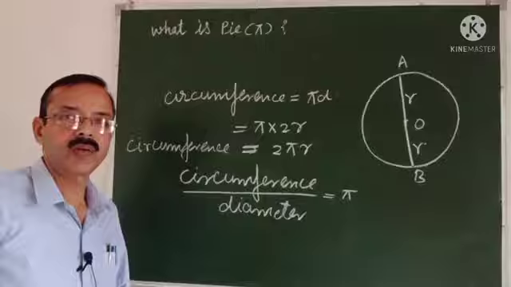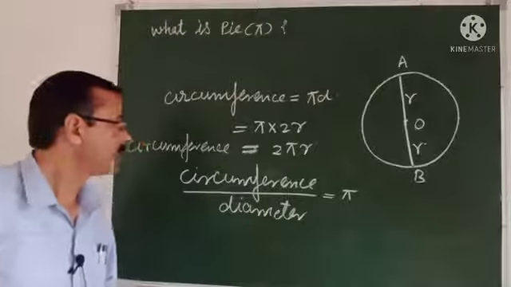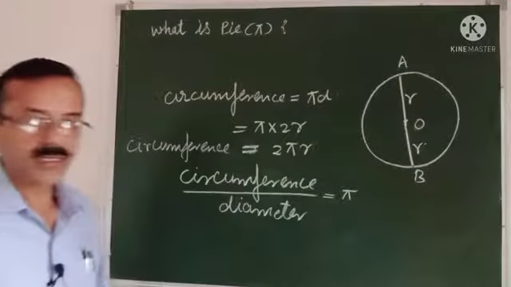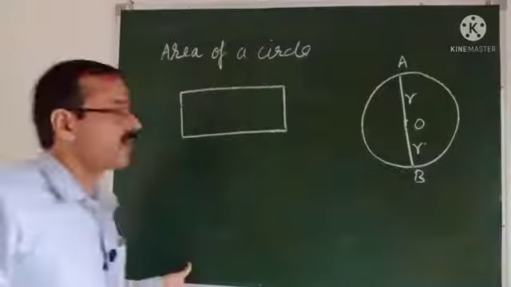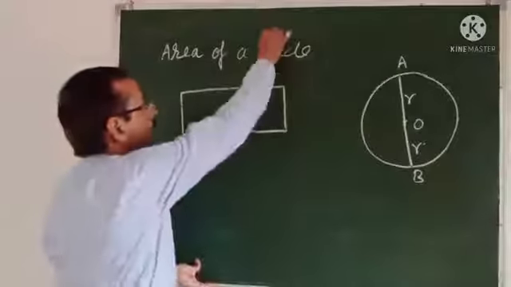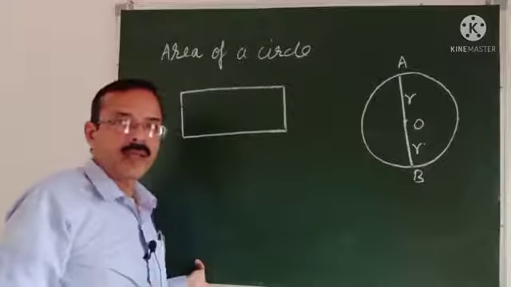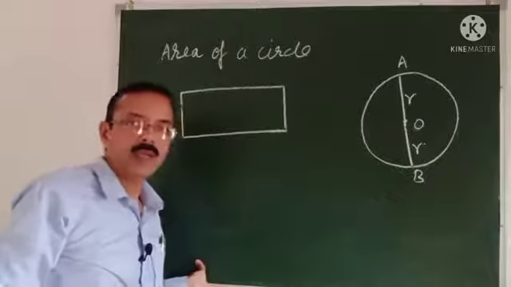By this formula we can find the circumference if the radius is given, so it will be easy to find the circumference. Now next is the area of a circle. To find the area of a circle, we know pi into r square. This is the formula to find the area of the circle.